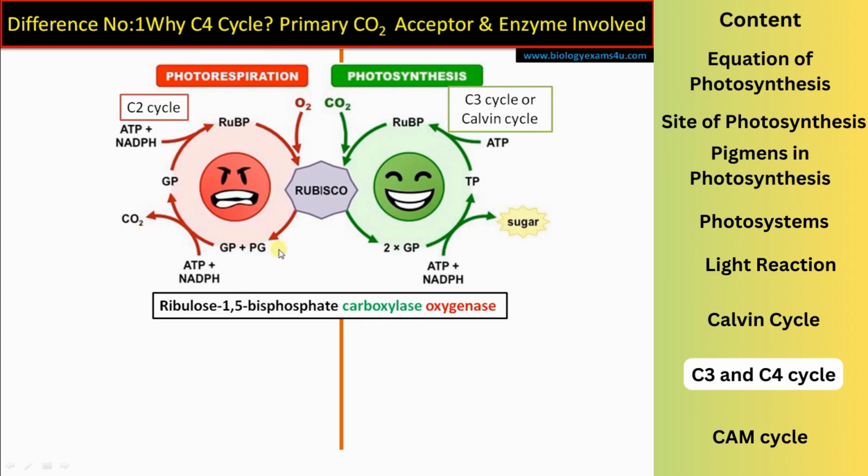In order to regenerate this C2 compound, phosphoglycolate should pass through 3 organelles: chloroplast, peroxisome and mitochondria, with the expenditure of ATP and NADPH. So this cycle is a wastage of energy, with a huge expenditure of energy without having any beneficial aspect. So the plant that is living in dry conditions always tries to avoid this photorespiration. That is why there is the C4 cycle.